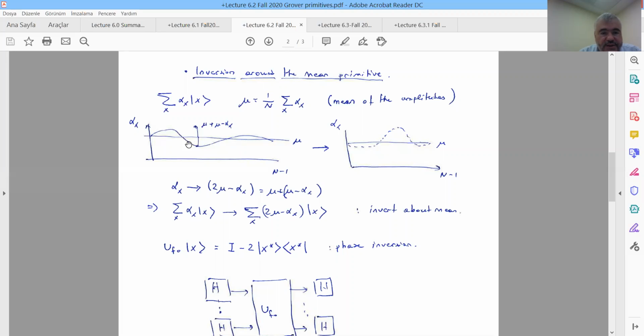So by this transformation, the coefficients alpha sub x become 2 mu minus alpha sub x. Another way to write this is mu plus (mu minus x), because you have mu, and then this distance you add on top of mu to reflect around the mean. So this is the transformation of the coefficients through this operation: alpha sub x is transformed to 2 mu minus alpha sub x.